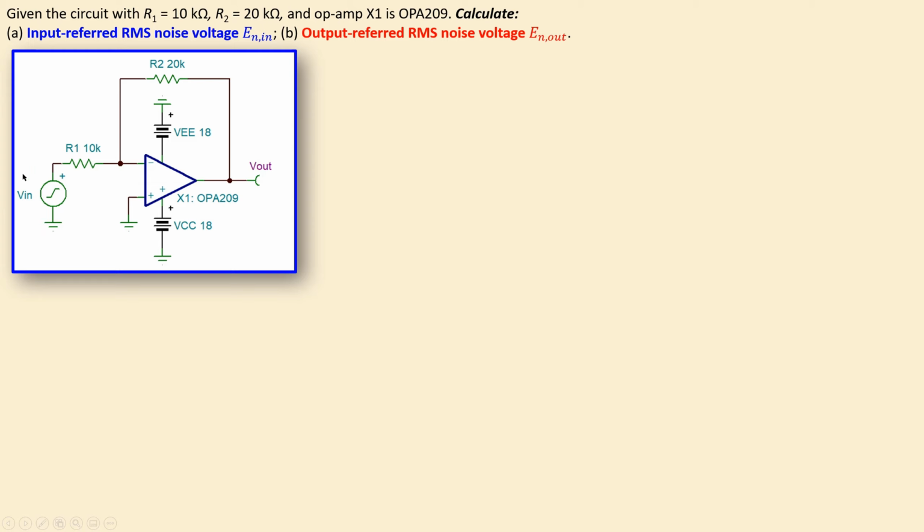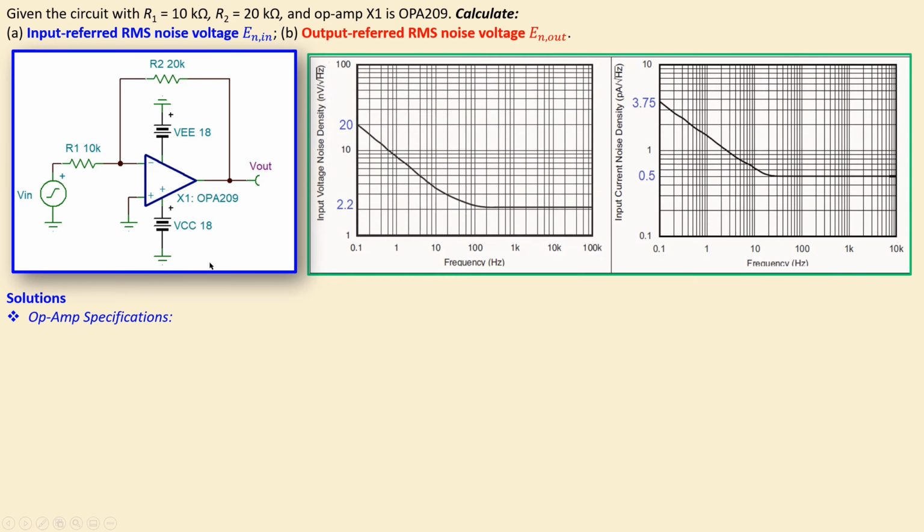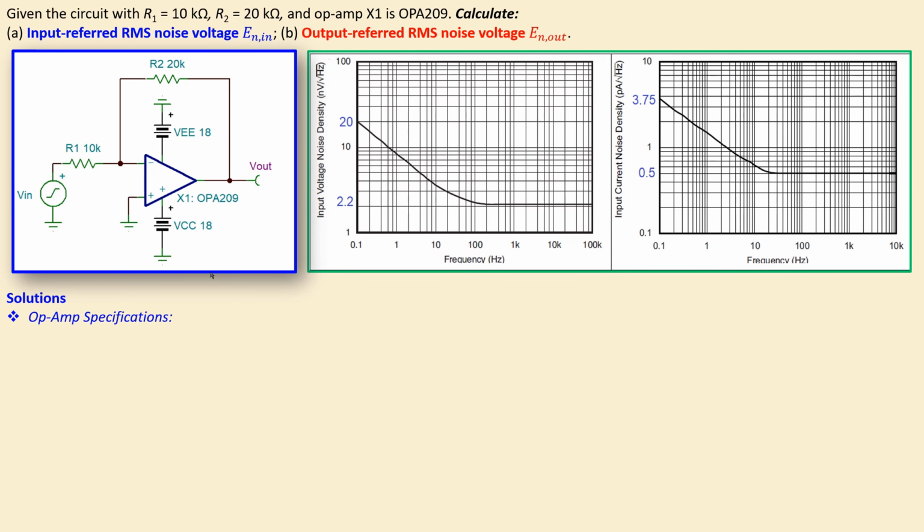So we have the input voltage as the AC signal, we have the output here, and we have two power supplies given. So let's look at our solution step by step, and before we move on with the solutions, let's look at our OpAmp specifications for this OPA209. The important graphs are shown here. So we have the input noise voltage spectral density on the left side, and we have the input noise current spectral density on the right side.